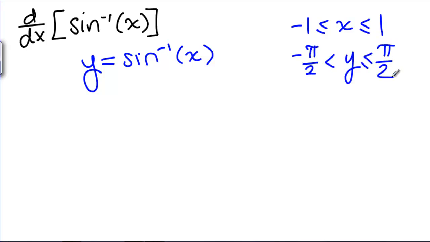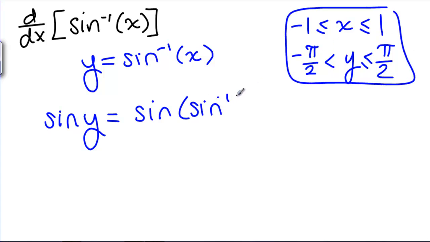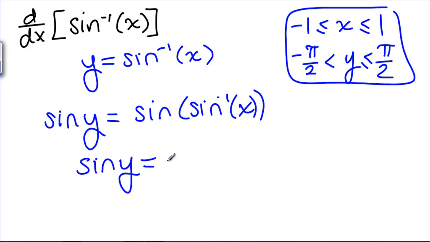Alright, so now if we want to take this derivative, we don't know how to take the derivative of arcsine, but we do know that if we take sine of both sides, sine and inverse sine undo each other as long as we're on this restricted domain. So we can say that sine of y is equal to x. Now we're ready to take d/dx of both sides.